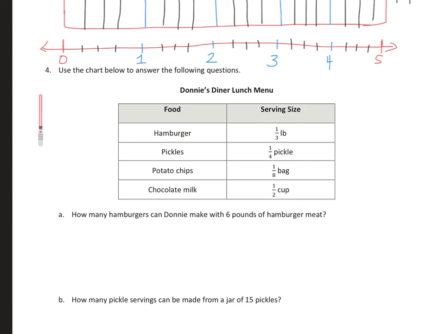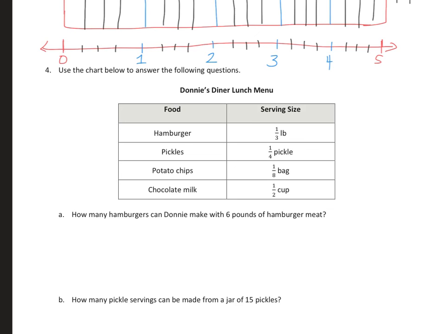And let's go down and just do one part of question number 4. They want us to use the chart below to answer the following questions. So I have Donnie's Diner lunch menu. There is food, and then we have 4 different items right here, and then we have the serving size. That means for one person, they'll get 1/3 of a pound of a hamburger. For a pickle, they'll get 1/4 of a pickle. For potato chips, they'll get 1/8 of a bag. For chocolate milk, they'll get 1/2 of a cup. Those are the serving sizes for one person.